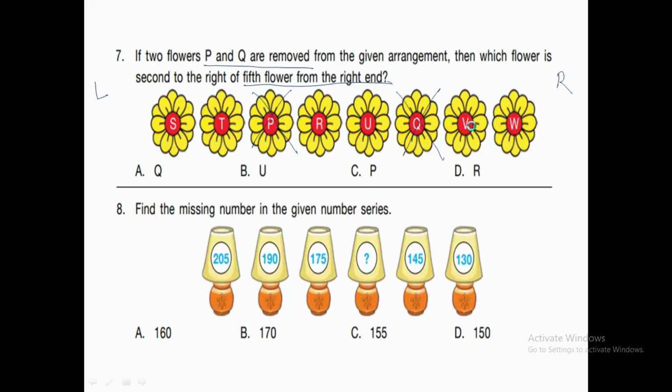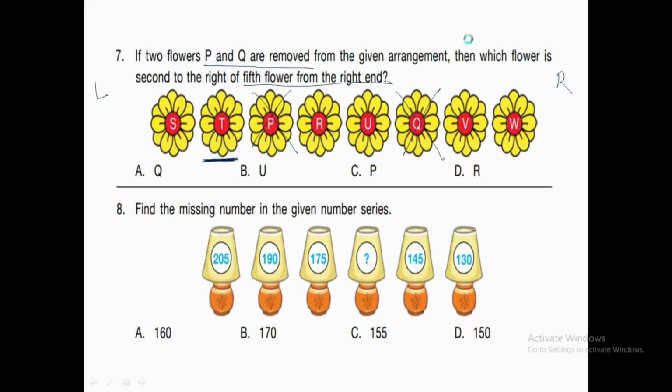So 1, 2, we are not taking this Q this time because we have already removed it. So 1, 2, 3, 4 and 5. We will not count P as well because we have removed it. So which one is the fifth flower from the right hand? 1, 2, 3, 4, 5. Flower T is the fifth from the right hand.